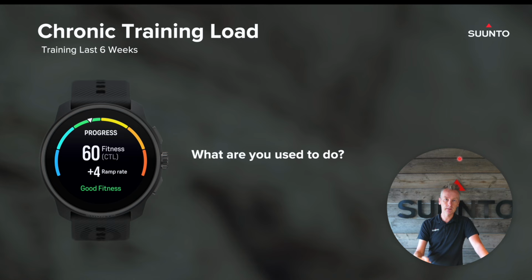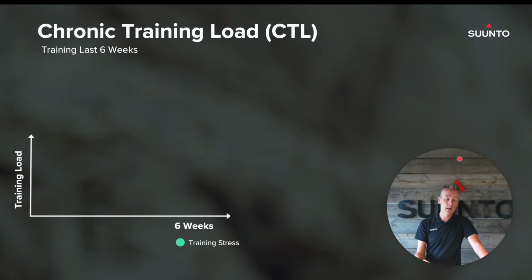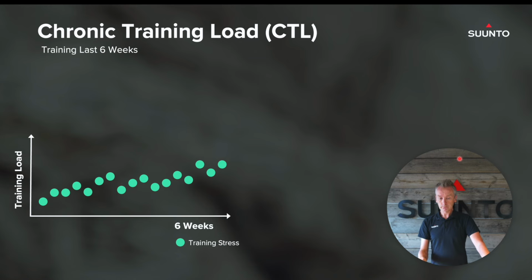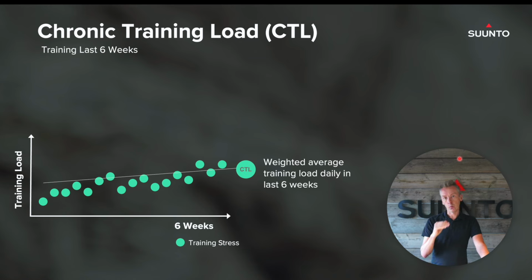So what kind of fitness do you currently have? It's just basic and simple: the correlation between how much effort you do and how fit you are. So quite a simple metric in that sense. The calculation works in a way that this illustrates the weekly training load bubbles, the training stress for each week, and then when we take a weighted average during the 6 weeks, that's the chronic training load value.